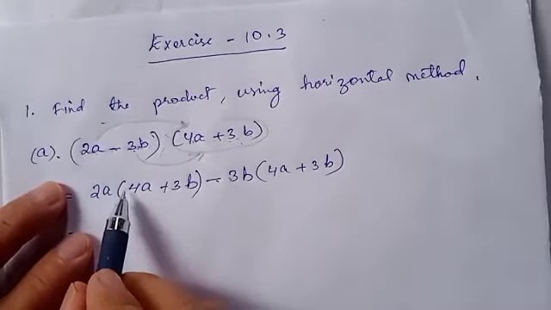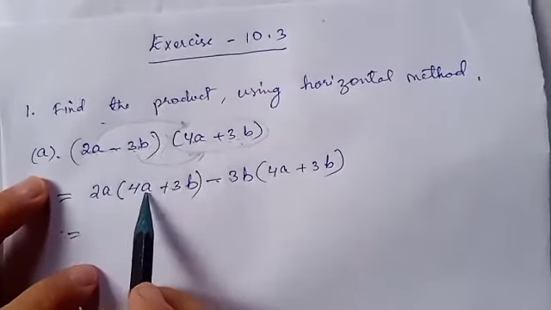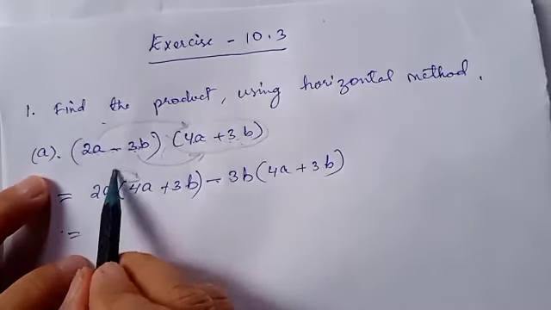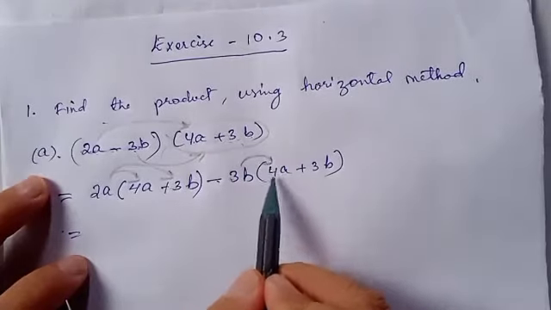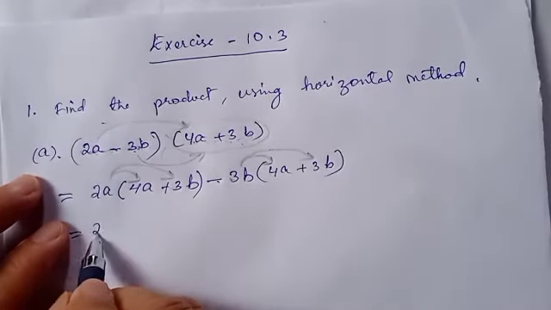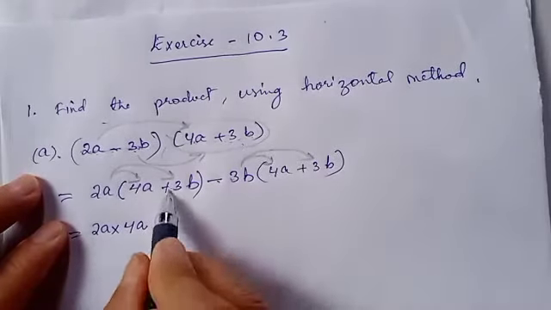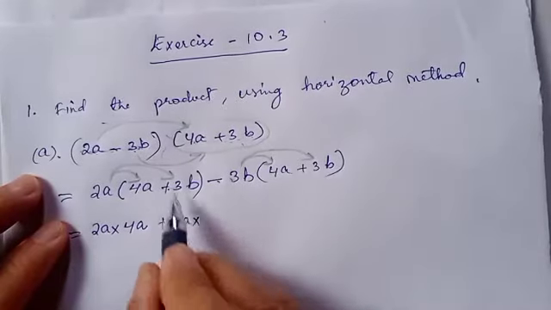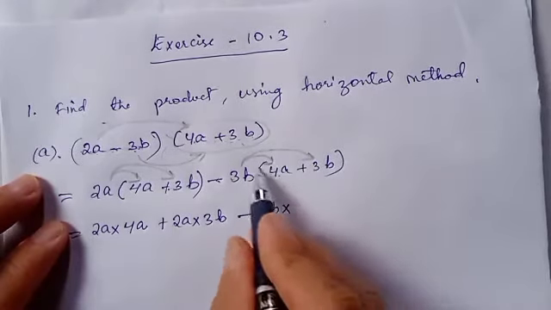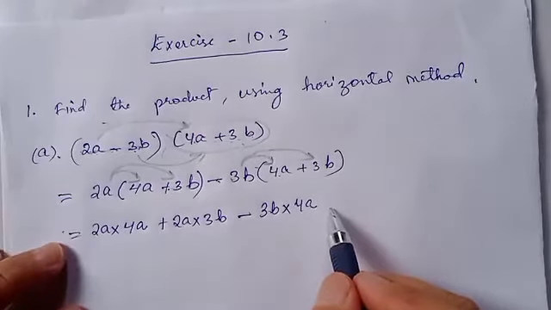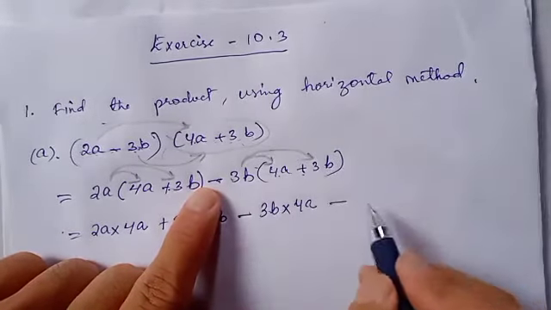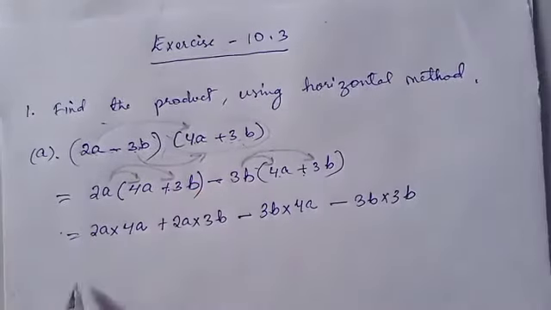Now what should we do? Let's remove this bracket. How can you remove this bracket? We have to multiply both these terms by 2a. Already done in the previous exercise: 2a into 4a, 2a into 3b, second again, minus 3b into 4a, minus 3b into plus 3b. Got it? Okay, let's check it out. 2a into 4a, plus again 2a into 3b, second minus 3b into 4a, minus 3b into 3b. Now plus or minus? We have to refer to the sign, right. This is minus, this is plus, and we know minus into plus is minus. So 3b into 3b.